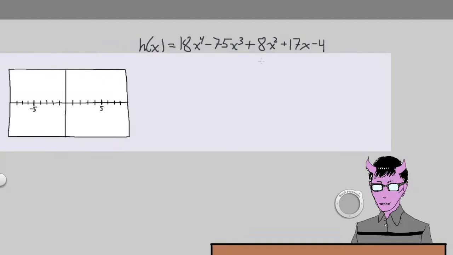Candidates of 4, we have 1, 2, and 4. So not very many, so that's good. Factors of 18, we have 1 times 18, and then we have 2 times 9, and 3 times 6. That's it.